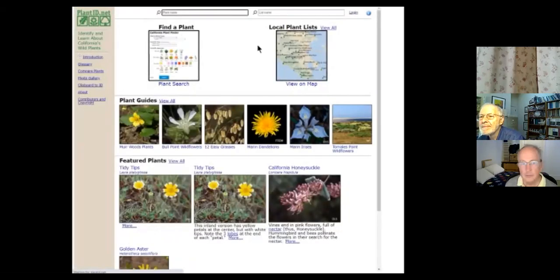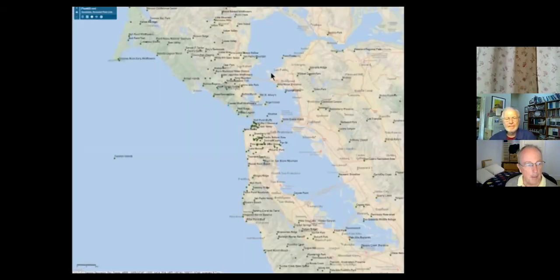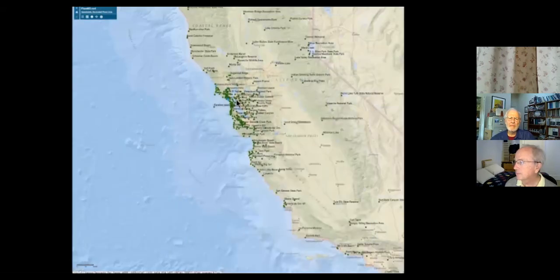A second ID tool on the homepage starts with your location. PlantID has plant lists for over 500 parks in California. Pick your location to get an illustrated plant list of just the plants at that location.